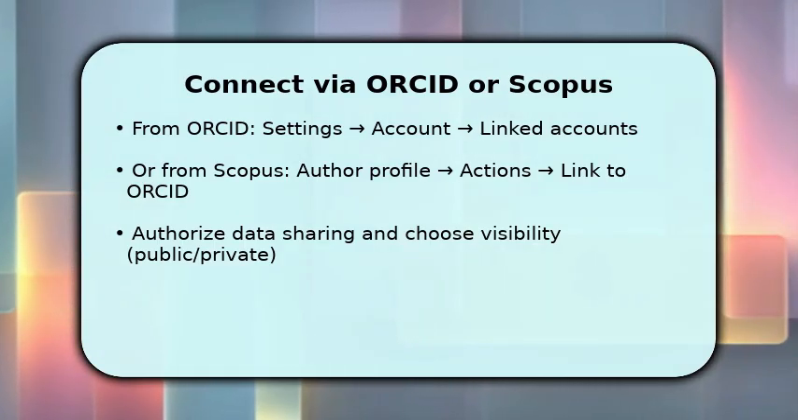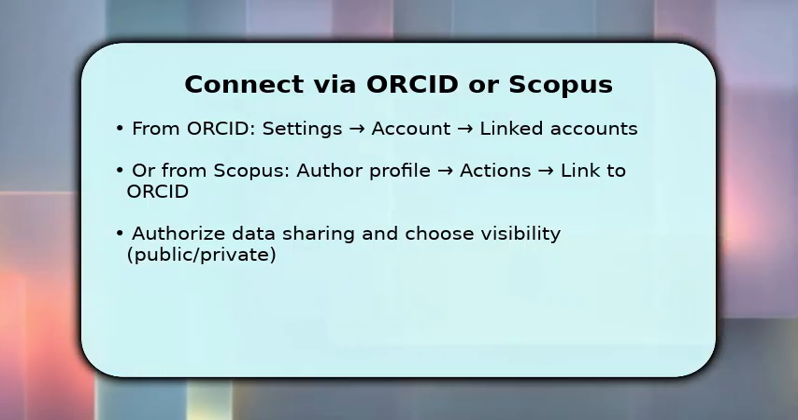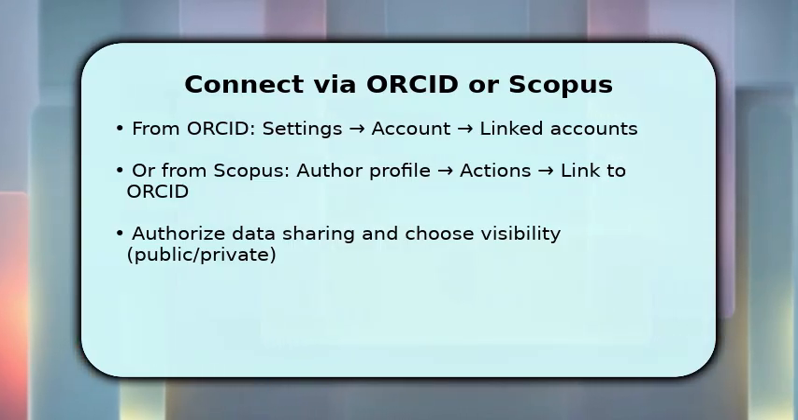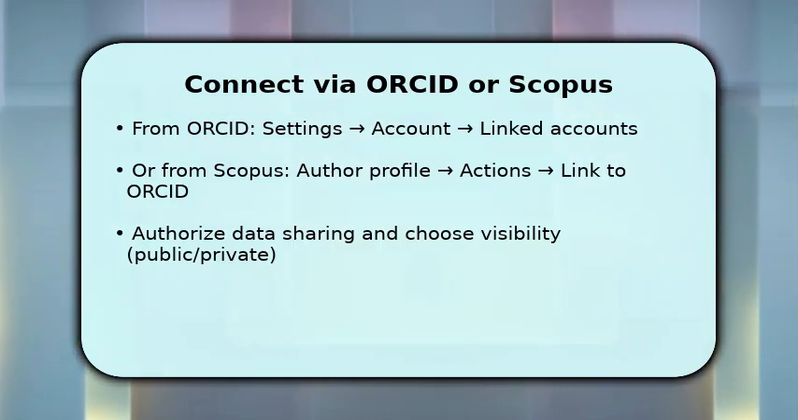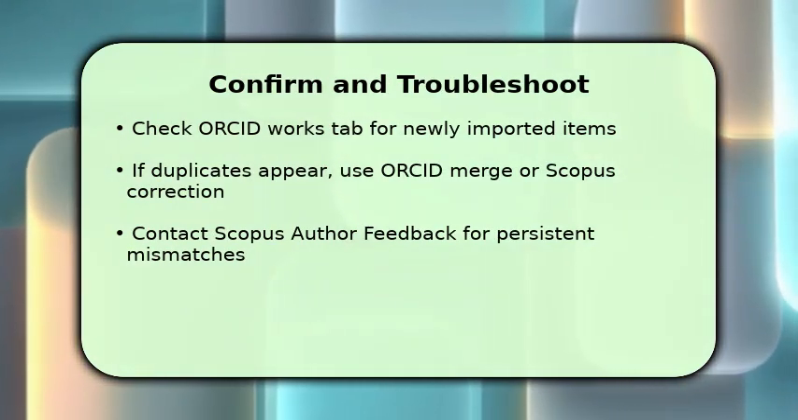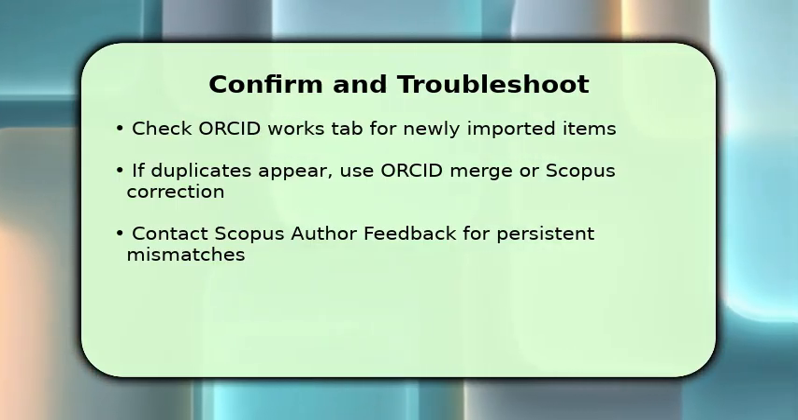Make sure to review permissions and set the visibility for imported works. Once done, Scopus can push publications to ORCID or merely confirm identity. Choose the option that matches how much control you want. Finish by verifying that publications and your Scopus author ID appear correctly in ORCID Works and External Identifiers sections.